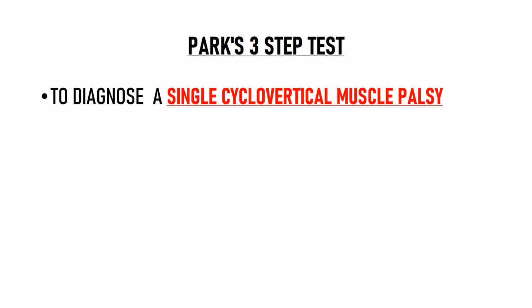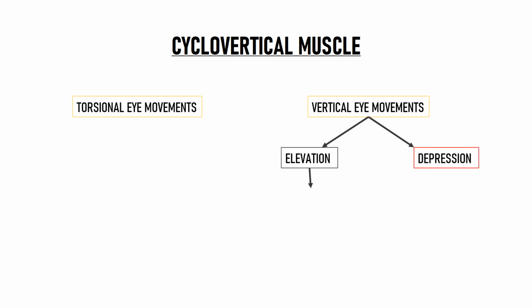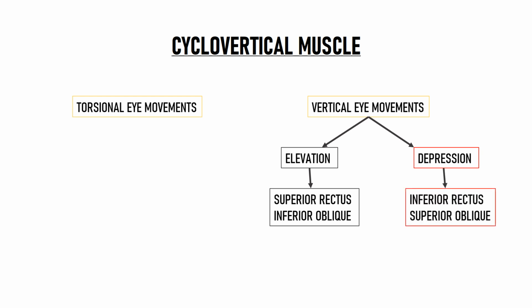Park's 3-step test is done to diagnose a single cyclovertical muscle palsy. What does that mean? What is a cyclovertical muscle? Cyclovertical muscles are those muscles that produce torsional eye movements, that is why cyclo, as well as vertical eye movements. Vertical eye movements are elevation and depression. The muscles producing elevation are superior rectus and inferior oblique, and the muscles producing depression are inferior rectus and superior oblique. There are two types of torsional eye movements, intorsion and extorsion.